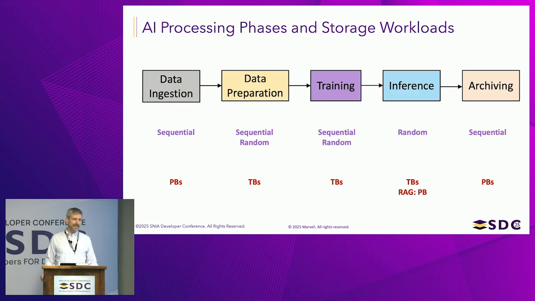And then in the end, data needs to be archived, the data that was used for training, the data that was generated. So here we're talking again about petabytes of data and sequential accesses. So you can see that in general, lots of data needs to be stored and processed. The workloads are quite different depending on the phase, and even within the phase, there are different sub-workloads that need to be dealt with.